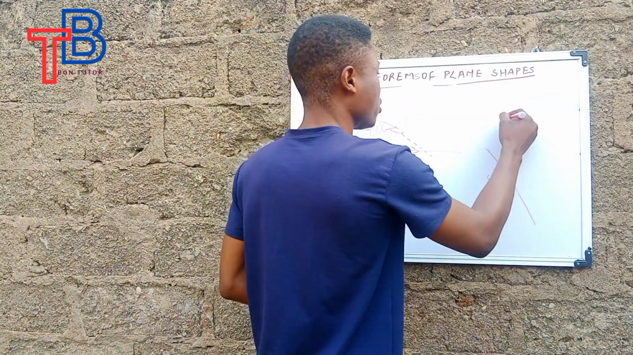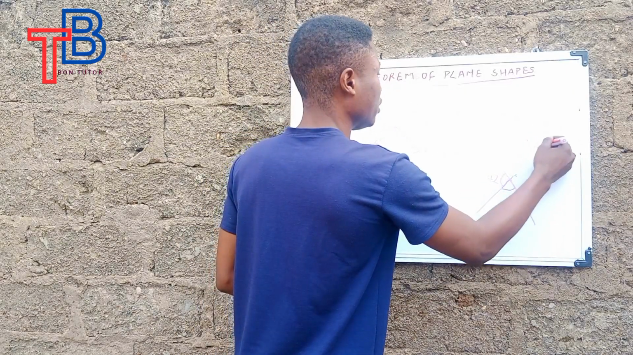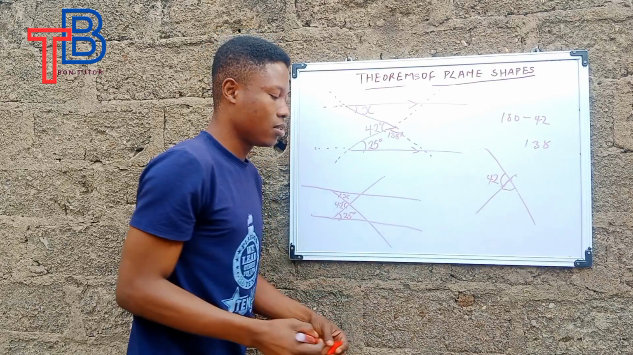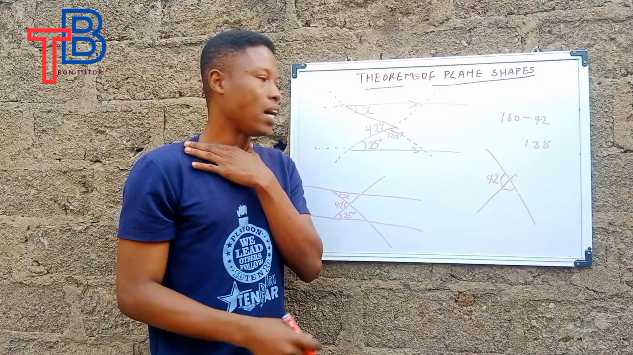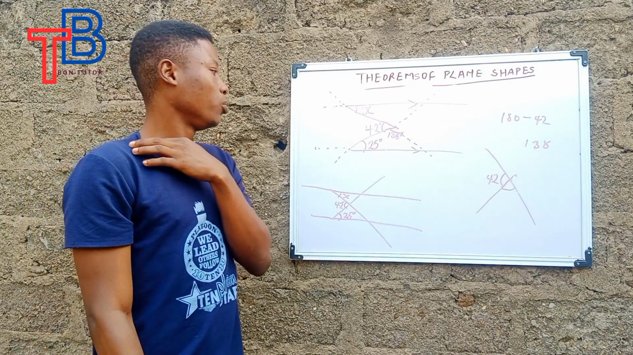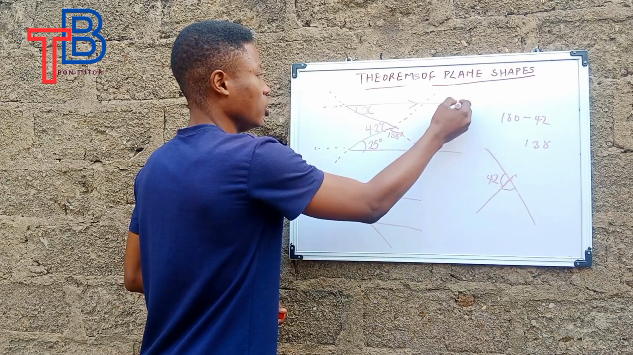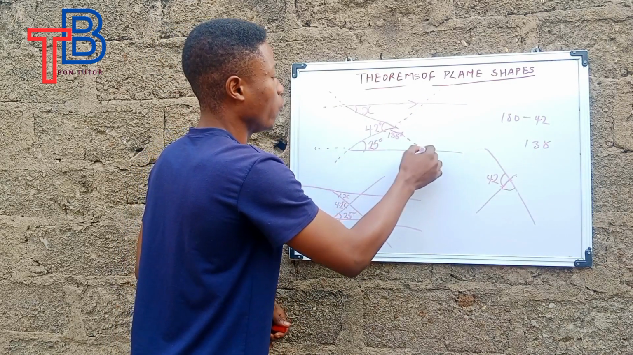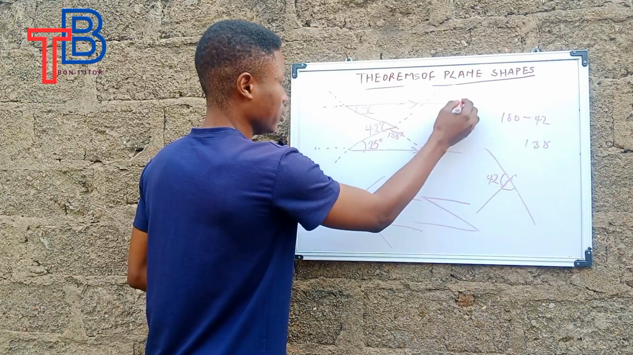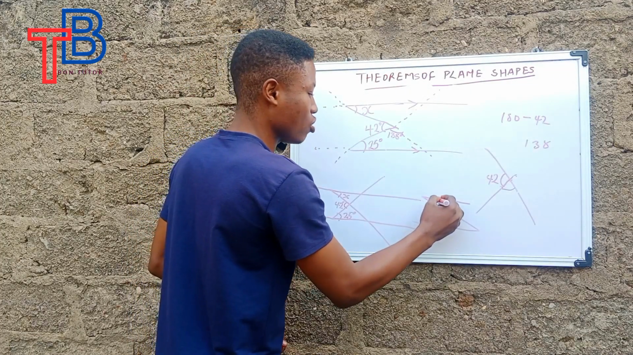Just say 180 minus 42, and that should give you 138, which means the angle you have here is 138 degrees. Also, you can notice that this shape here forms a Z, whereby here is your X.